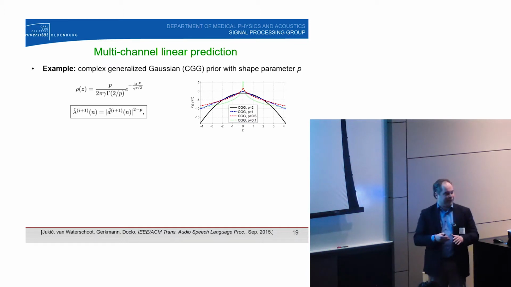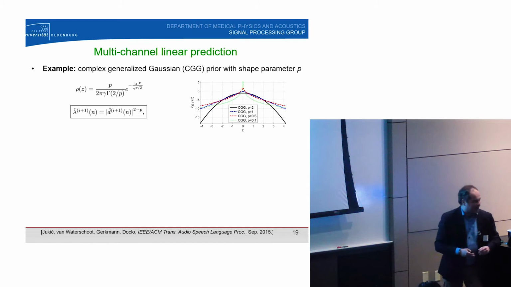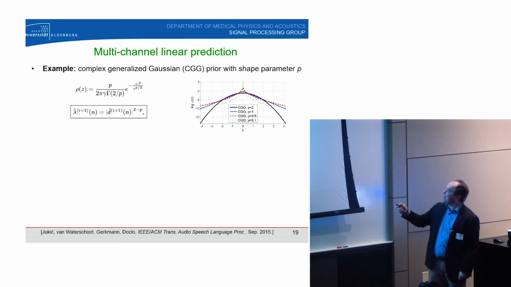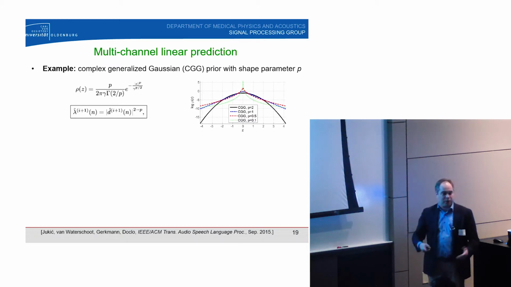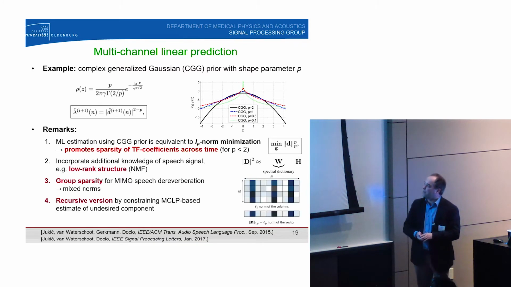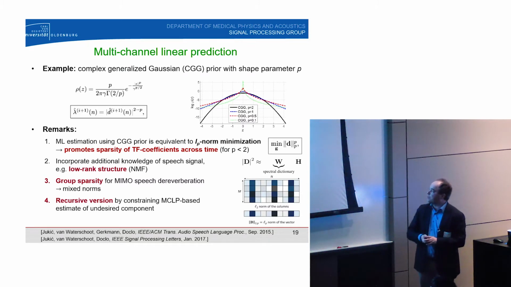Maybe the equations were a bit complicated for some people, but not for most, I hope. But it was a nice thing that by using just this CGG prior, it turns out that the estimate of this variance is just the estimate of the desired signal to the power 2 minus P, where in the original method P was 0, and now we can just play around a little bit with this P parameter. Without going into detail, this was the basic procedure.